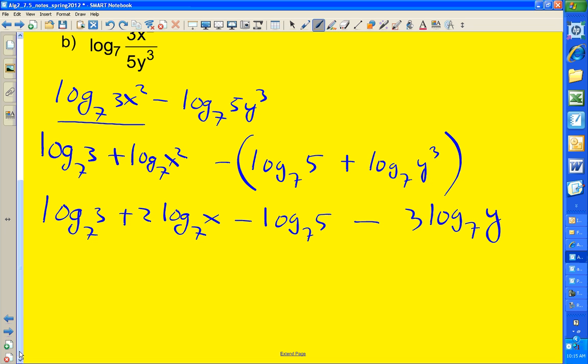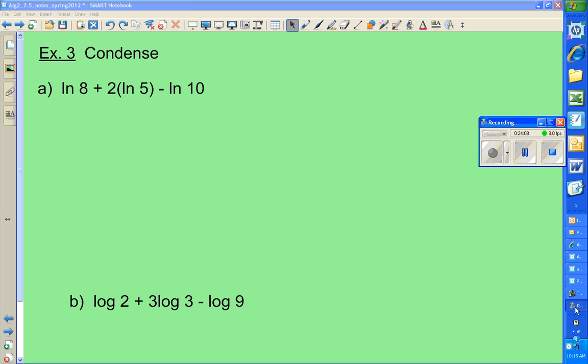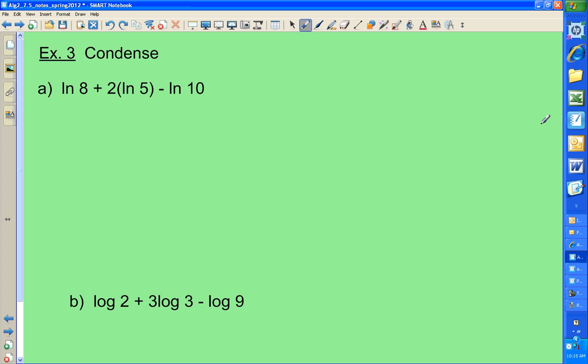Okay. See if you can do the reverse on these. So there's 2 of them here. We expanded on the last one. Now put them together and write the word log once in your answer. All right, so on the first one here, which property do we apply first?